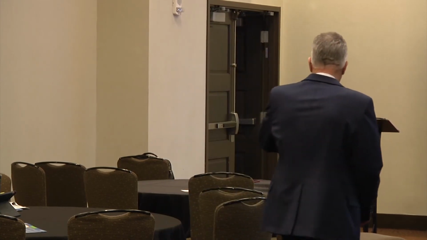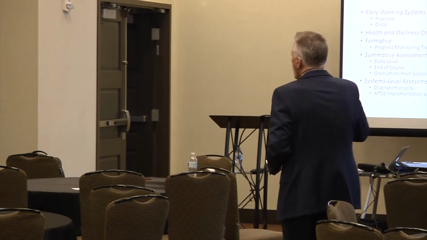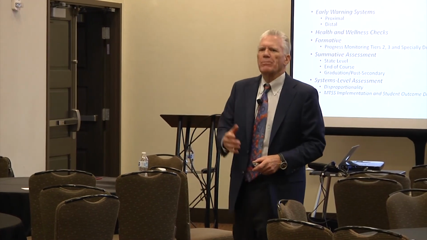So that screener let us know who needed extra help from day one. Because if they couldn't pass the screener, there was virtually 100% probability that they would not meet early literacy standards by the end of kindergarten. So it became an early warning system. Early warning systems are data that are designed to give you more time to close a gap.